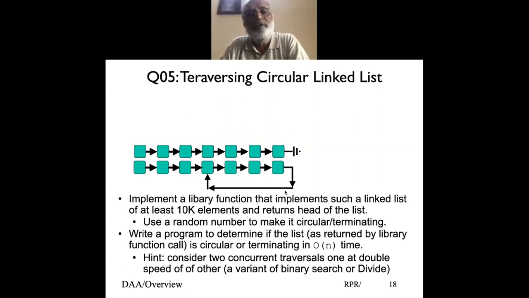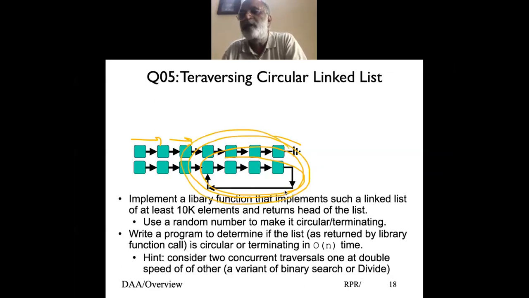The next question was, given a linked list, we need to determine whether it is terminating or circulating. If it is circulating, a pointer will point somewhere in the middle of the list. If it is terminating, it will be null. But you don't know, and the objective is to find this in linear time. If it is a terminating list, you can traverse and come to the end. But if it is pointing somewhere in the middle, you'll keep making rounds and never terminate. If I were to do a single pointer traversal, I would never be able to terminate and it would become infinite.